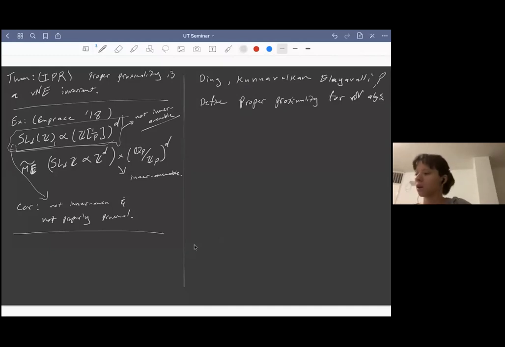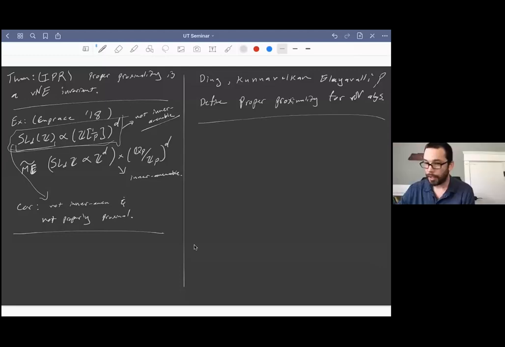Of course. The first question was, do you know that groups with positive first L2 Betti number are properly proximal? I suspect not, but I don't know. You suspect that there is a counterexample, or you suspect that this is true? I suspect that there are groups with positive first L2 Betti number which are not properly proximal. That's what I suspect. But I don't know an example or anything like that. So these are classes of groups which we don't know.